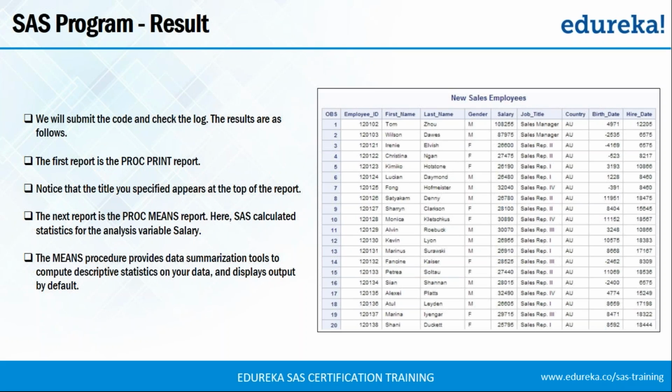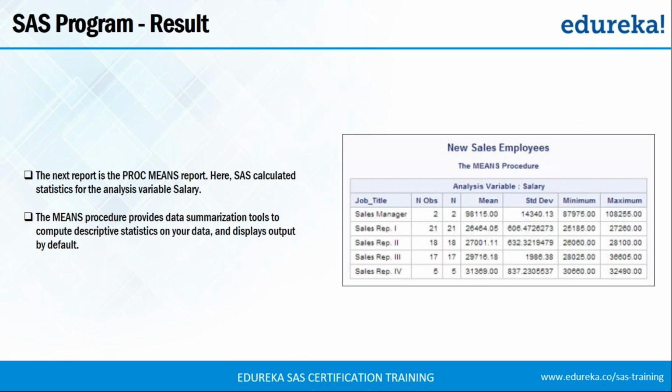The means procedure provides data summarization tools to compute descriptive statistics on your data and displays output by default. Now, by default, it will give you the number of observations, mean, standard deviation, maximum, and minimum. There are several other descriptive statistics which proc means can give, but by default, it's going to give the ones which you are actually looking at.